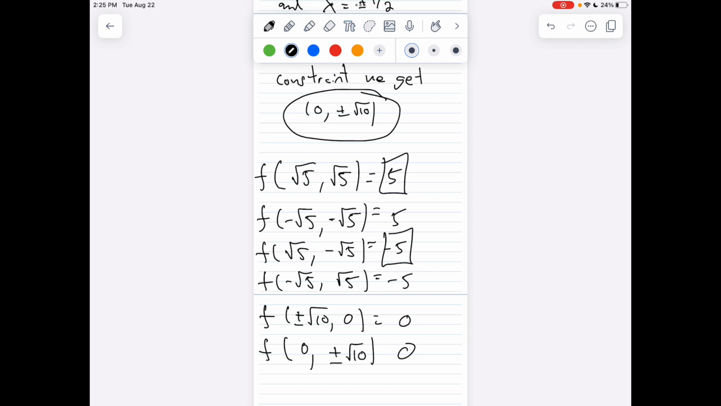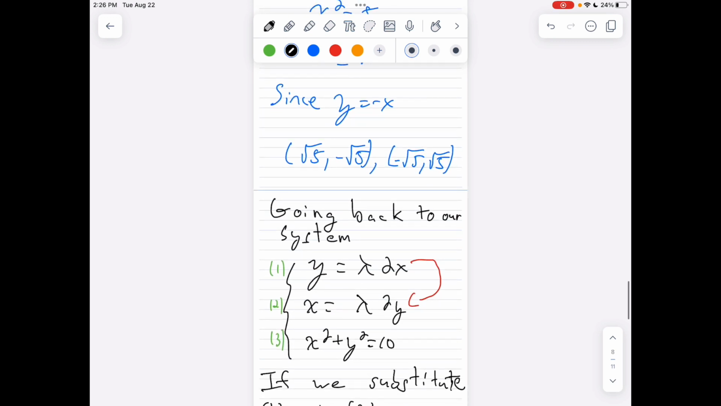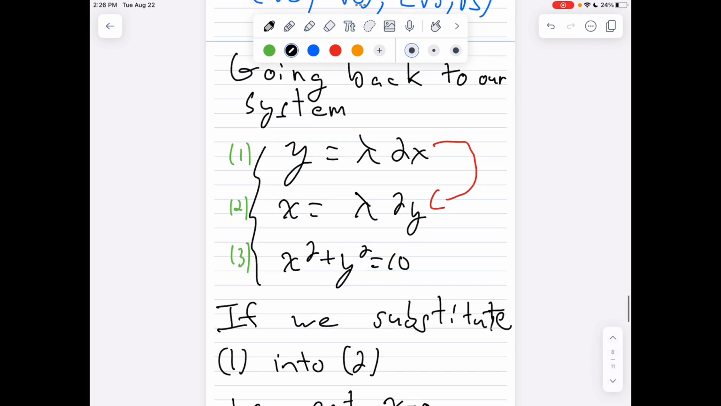Now, one thing I wanted to mention here is that sometimes you will get pairs of points that are not actually solutions. So plus or minus root 10, 0, and 0 plus or minus root 10 are not solutions. The solutions that you get have to satisfy the original system of equations that we have up right here. If you try those out, you're not going to get a solution.